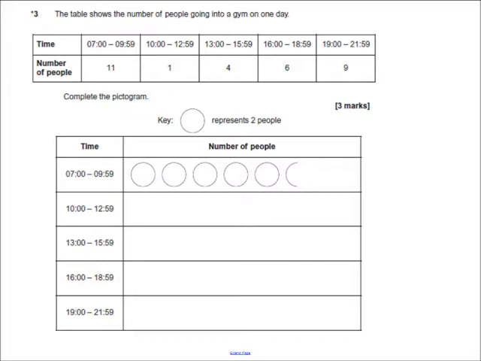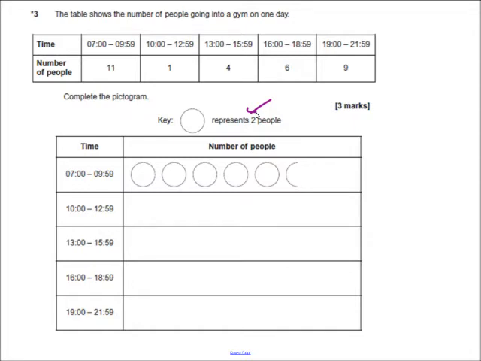Question 3, and this involves a table showing the number of people going to the gym in the day. And it's split up into various times of the day. The most important thing on the pictogram is the key. So here it's telling us the circle is worth 2 people.